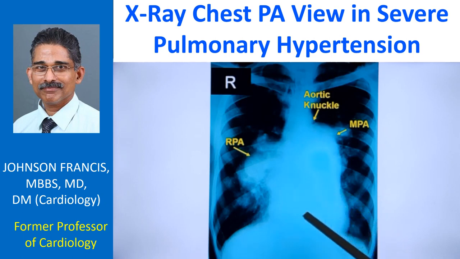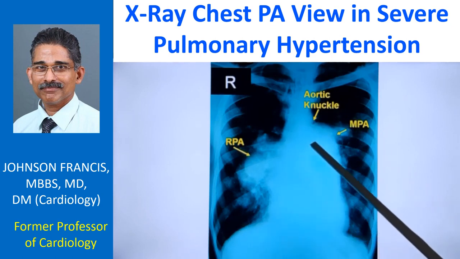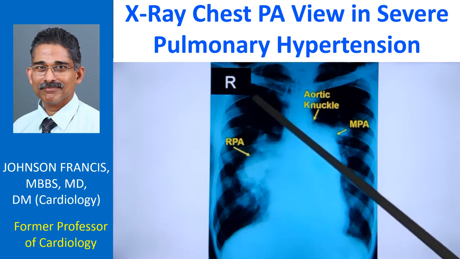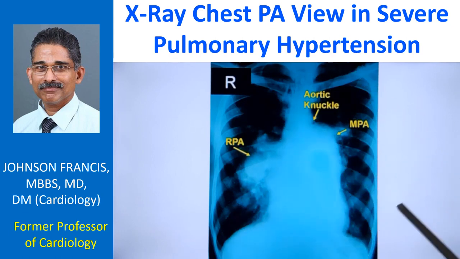And there is peripheral pruning or centralized pulmonary flow. The flow is mainly in the central region. Periphery, it is dark. Peripheral pruning can be seen. So, massive enlargement of pulmonary arteries.